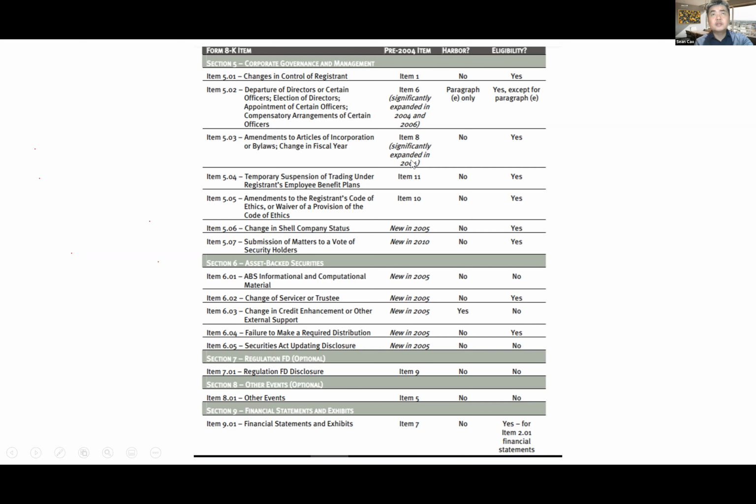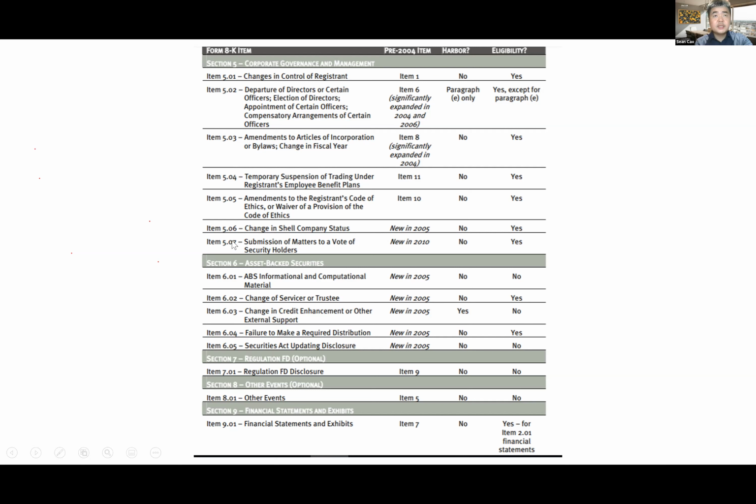Before 2004 or 2006, I need to check the exact year. I think it's 2006 or 2004. You can check the exact year. Before the regulatory change, the news was classified into item 8. After the regulatory change, the news was classified to item 5.03. That's how you can see the news classified in a different way.